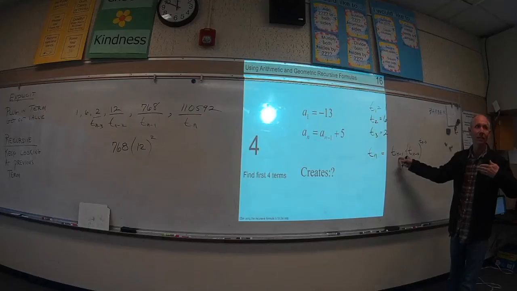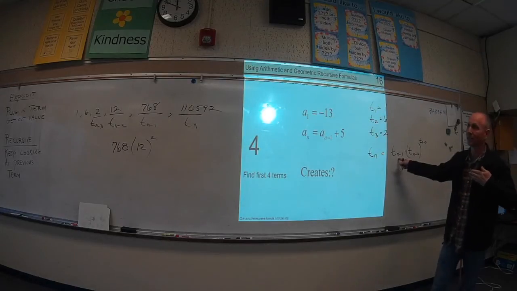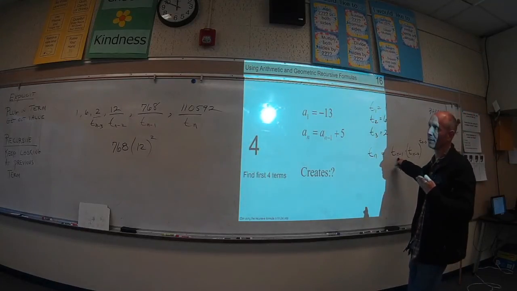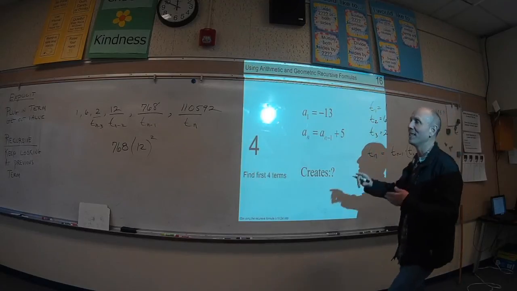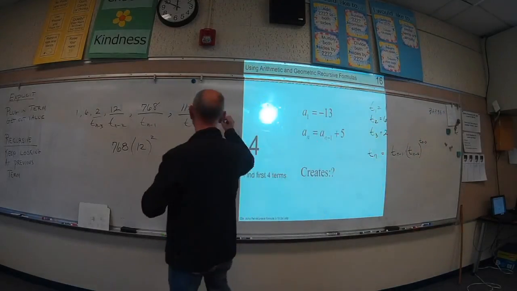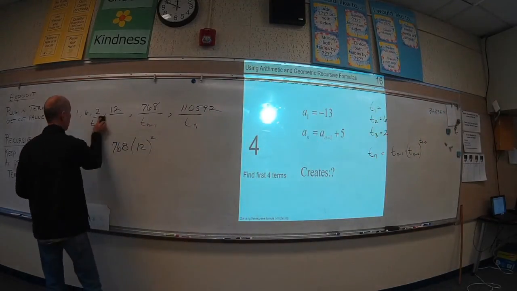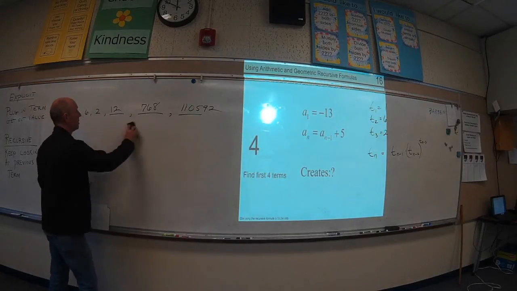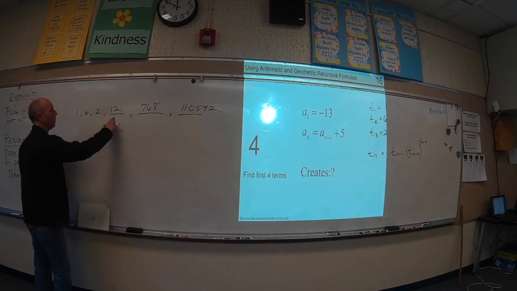But it changed from 12 to 768, and you still said it was T sub n minus 1, and then it changed from 768 to the next number, and you said it's T sub n. So after every time I add a new number, everything changes. Everything goes up.